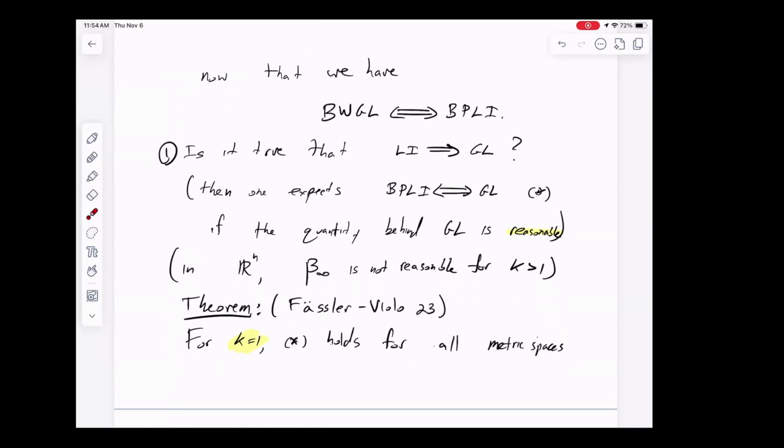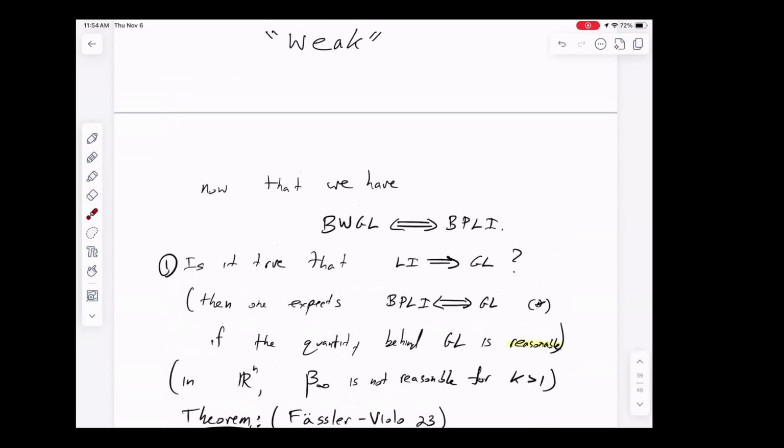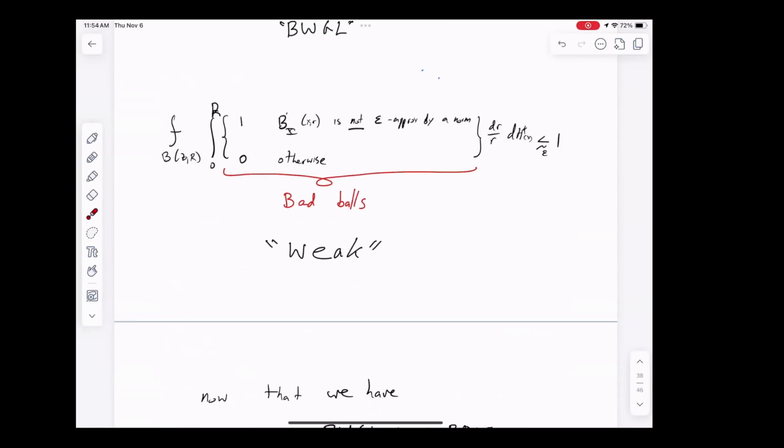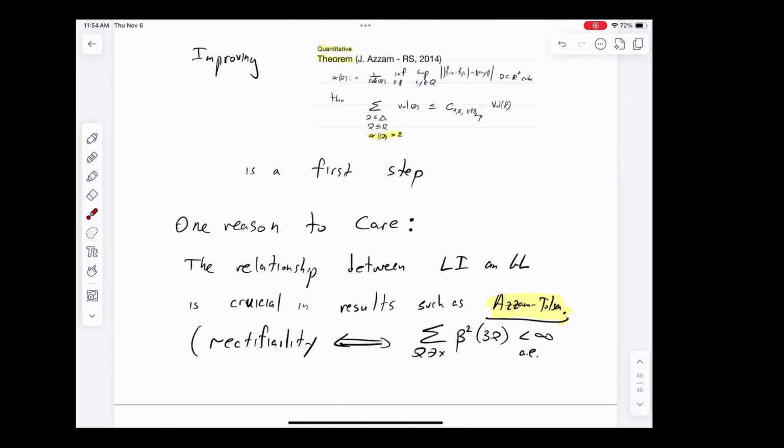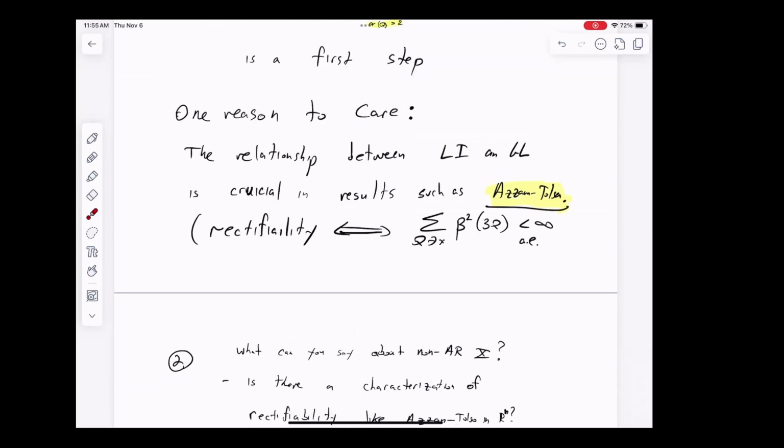But I don't know, and I don't think anyone, as far as I know, knows how to strengthen this to allow a more delicate sum rather than just 1 and 0. And again, the upshot of knowing something like this would be that, at least in Euclidean space, one can use sums of this type to characterize rectifiability. And we're just not there yet.